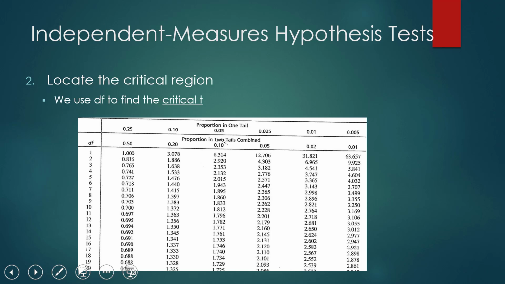So now we use our degrees of freedom. We said our degrees of freedom was 12. So if we go across from degrees of freedom of 12, and look in the column for 0.05 and 2 tails, that gives us a critical t of 2.179.